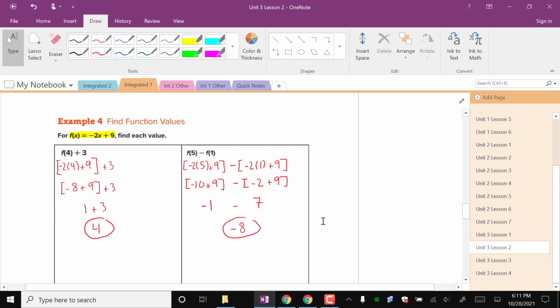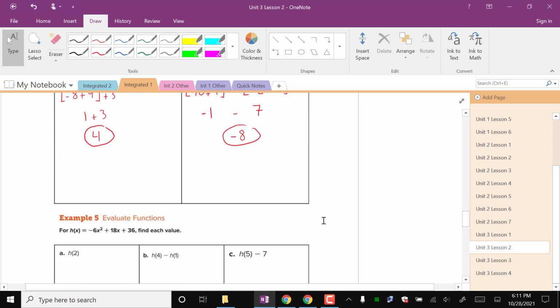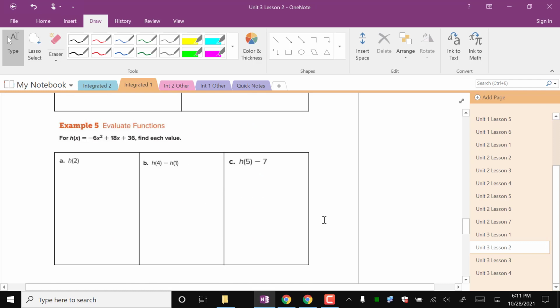So let's keep going with this idea. We want to evaluate this function right here, and I have 3 different things to evaluate it with. The first one, I'm going to put a 2 in the spot of x. The second one, I'm going to put a 4 the first time and a 1 the second time. And then the third time, I'm going to put a 5 in there and subtract 7 from it, just like I did in the first part of example 4. So let's take a look at example 5.